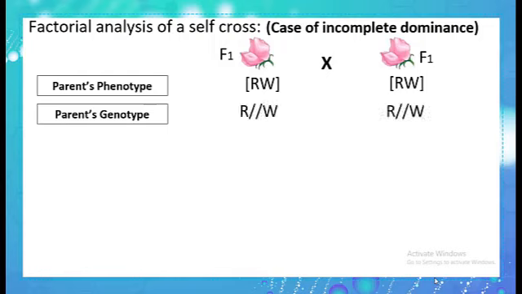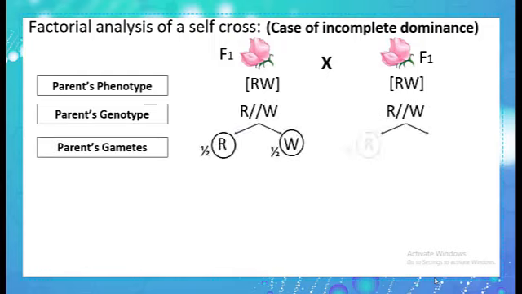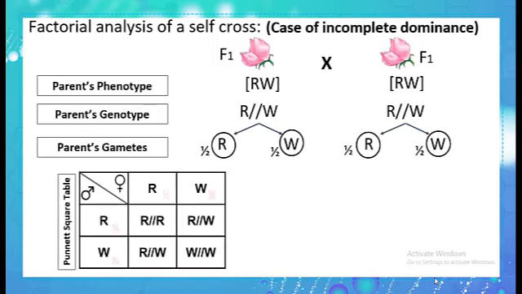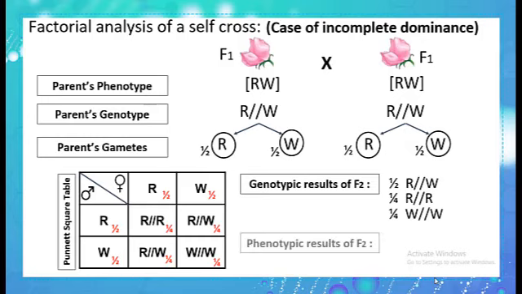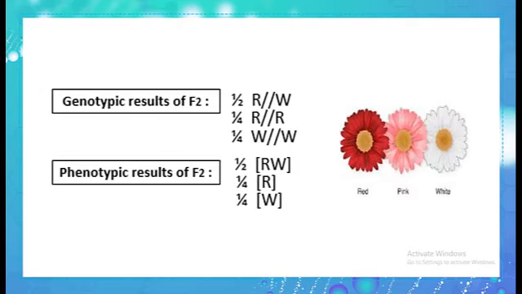After you write the gametes, use the Punnett square table to find the results of the F2 generation. Unlike the case of dominance, you will notice that every genotype refers to a single phenotype because both alleles are incompletely expressed in a heterozygous. So, 3 phenotypes are obtained: white, red, and pink, with the same proportions as the genotypic results, where there are 1/2 pink heterozygous genotype, 1/4 for the white homozygous genotype, and 1/4 for the red homozygous genotype.